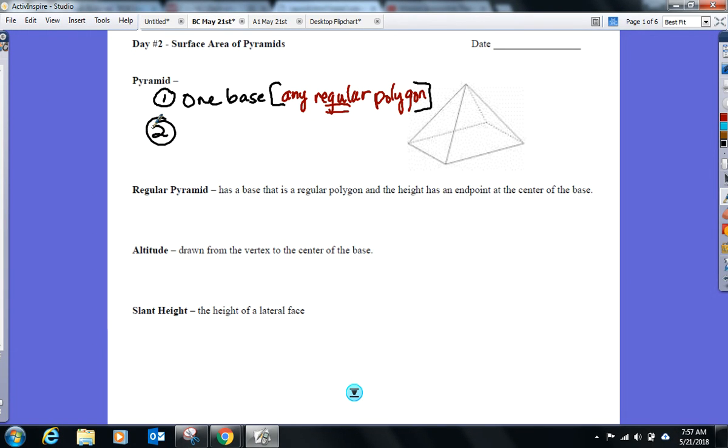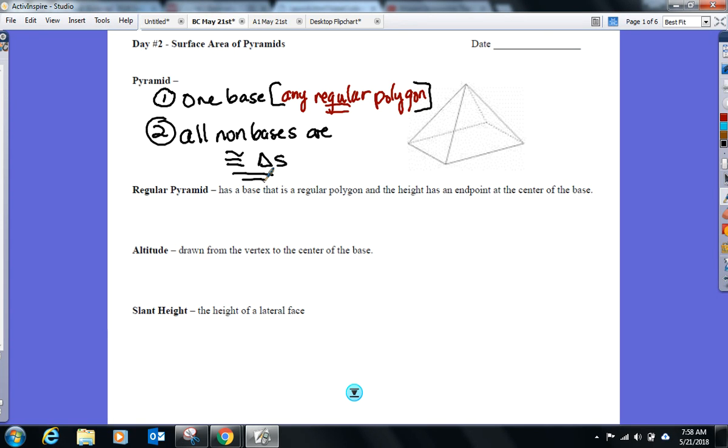What shape are the non-bases in? The non-bases are in the shape of triangles, and not just triangles, congruent triangles. All right? All non-bases are congruent triangles. Because that's good for us.